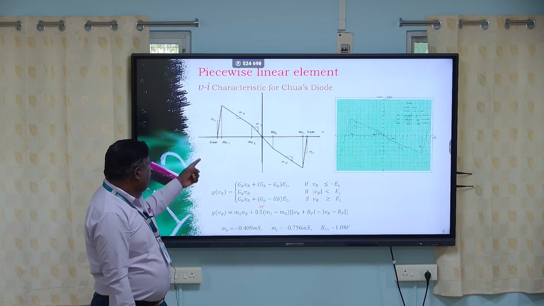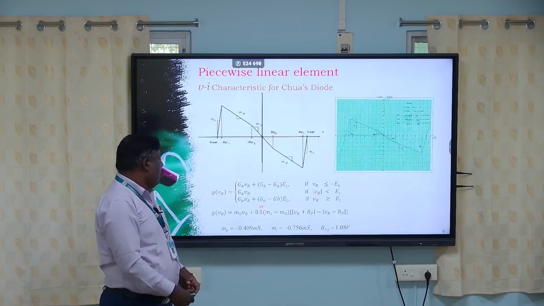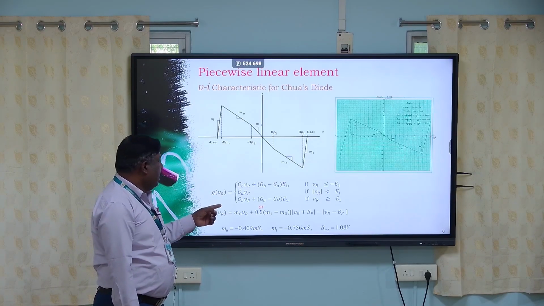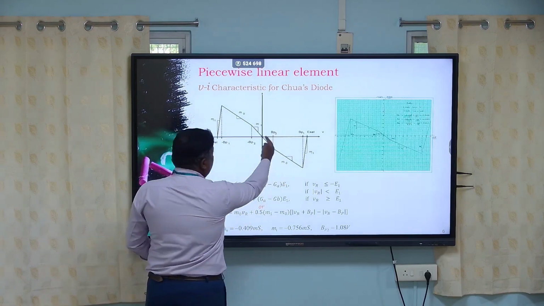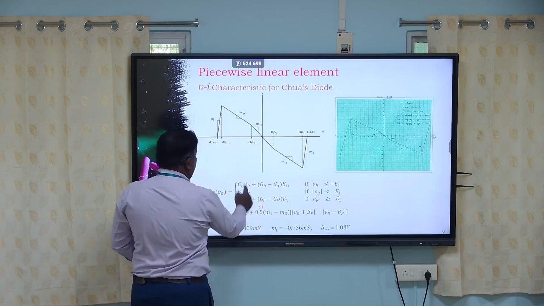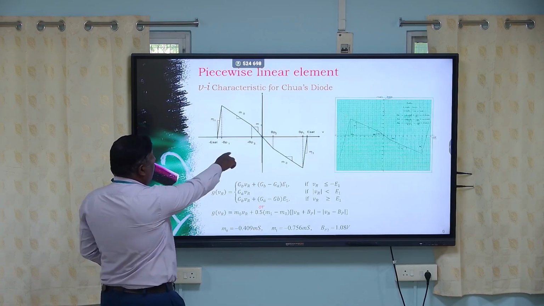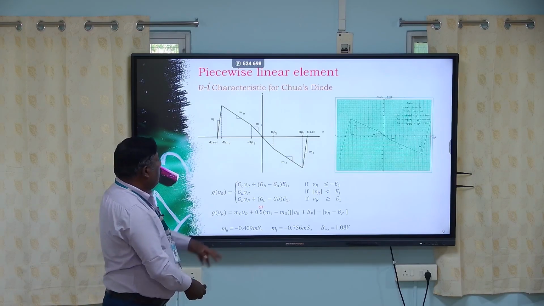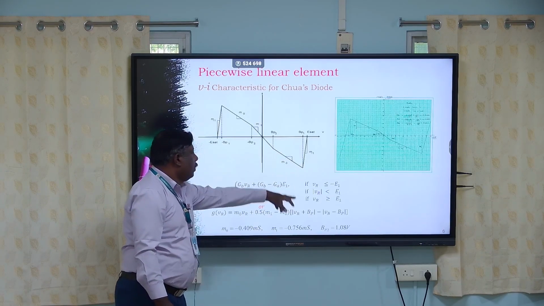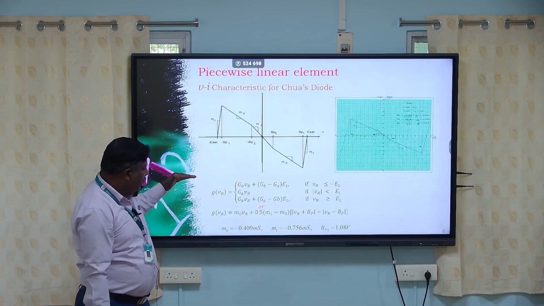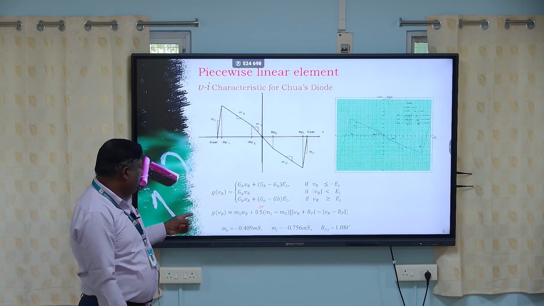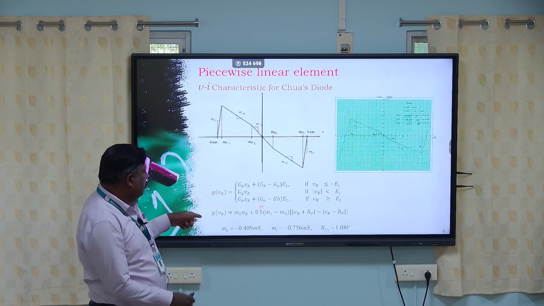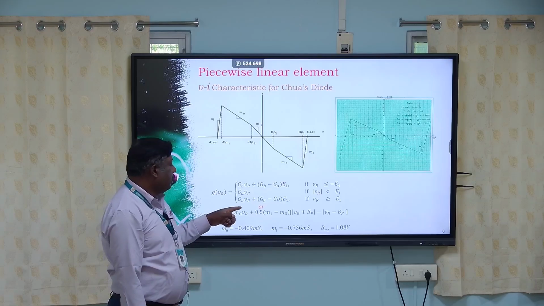The characteristic curve equation is G of VR is equal to GB VR plus (GB minus GA) into E1, in this negative portion. GA into VR is the inner portion, and GB VR plus (GA minus GB) E1 is the third quadrant portion. So this equation can be written as g(VR) is equal to M naught VR plus half of (M1 minus M naught) into (modulus of VR plus BP minus modulus of VR minus BP).